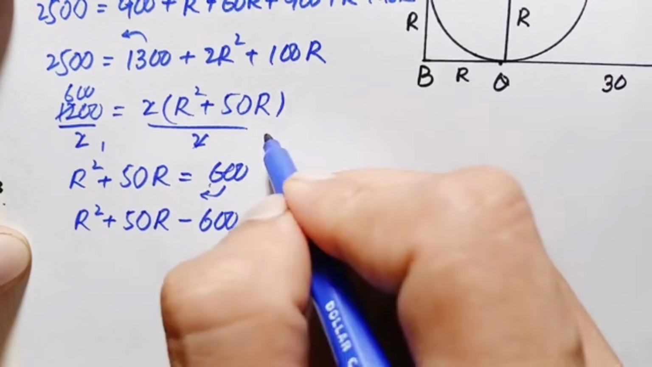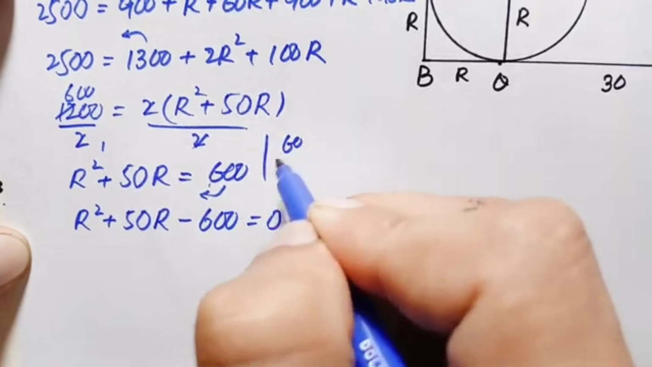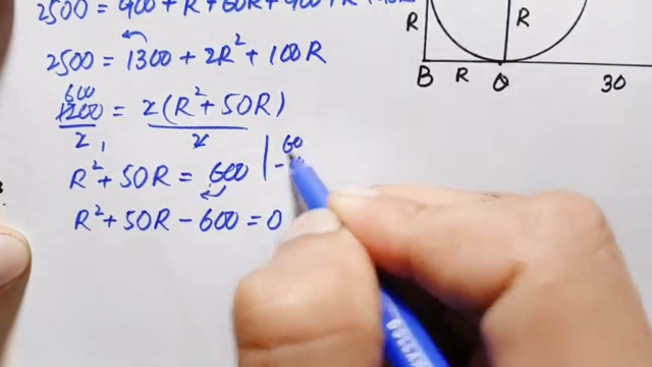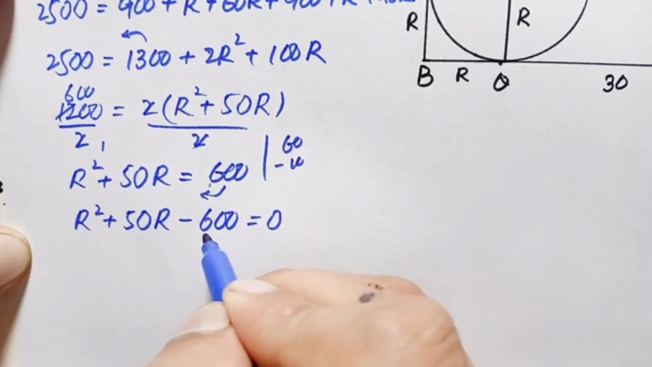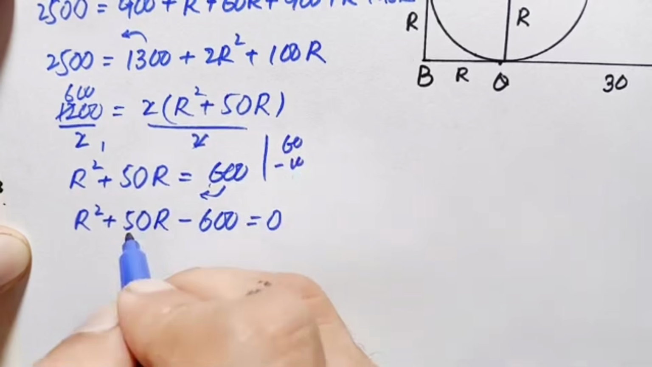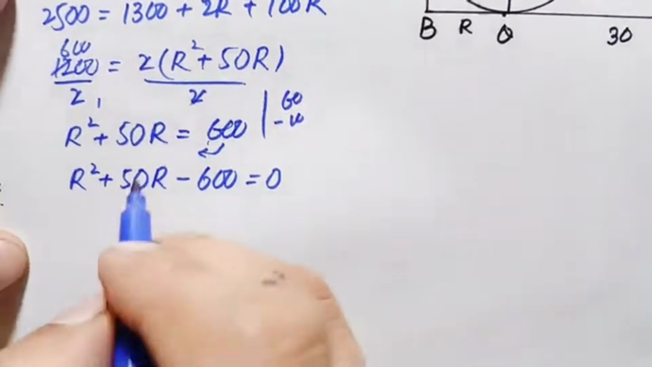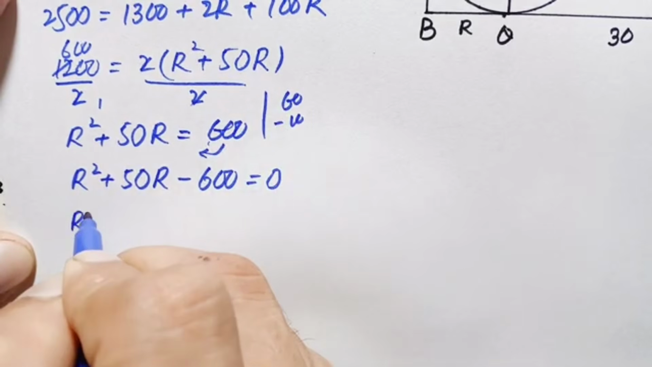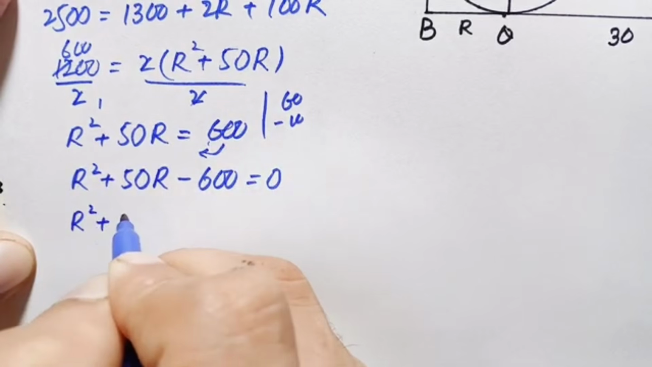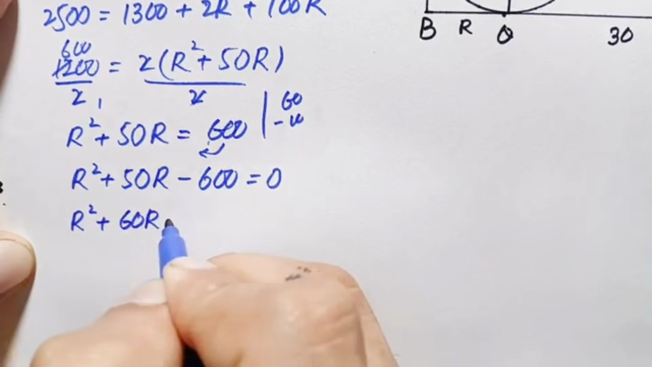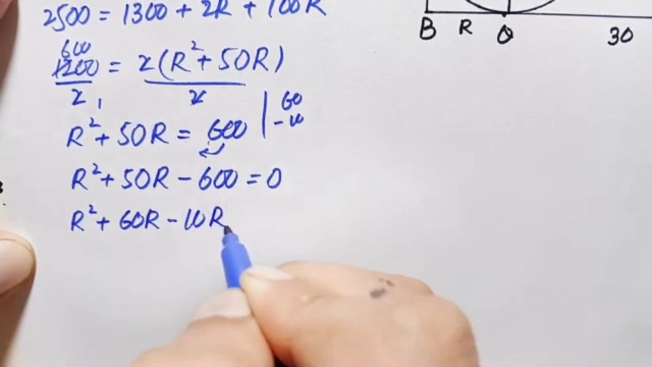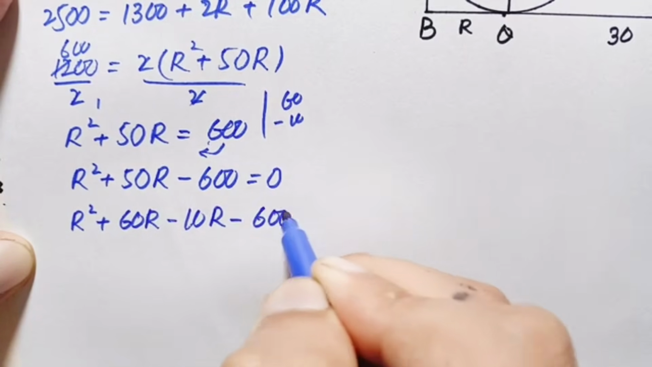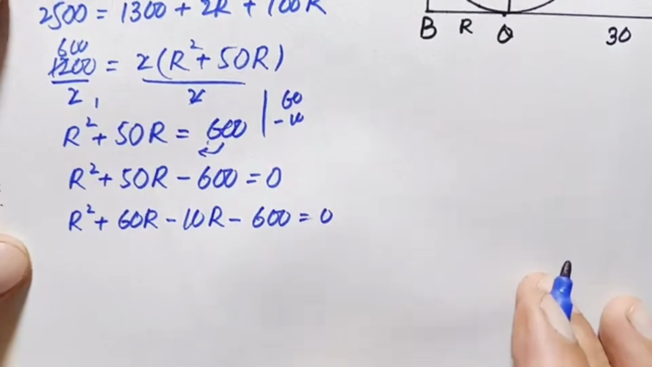So these two numbers are 60 and minus 10. If you multiply these two numbers, this gives negative 600, and if we sum up these two numbers, it gives 50. So here we will replace this 50r with the sum of these two numbers. So this will become r square plus 60r minus 10r minus 600 is equal to 0.